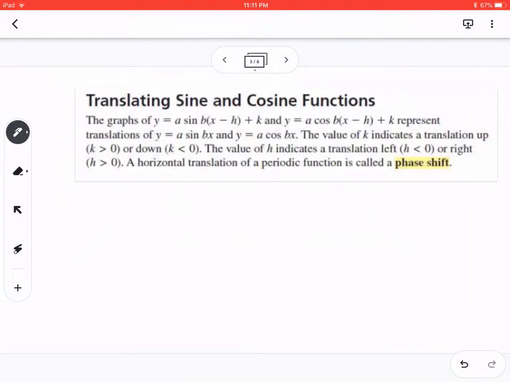The value of h indicates a translation either left or right. And left is when the h value is negative, and right is when the h value is positive. And in regards to the left and right horizontal change, a term called phase shift is sometimes used.